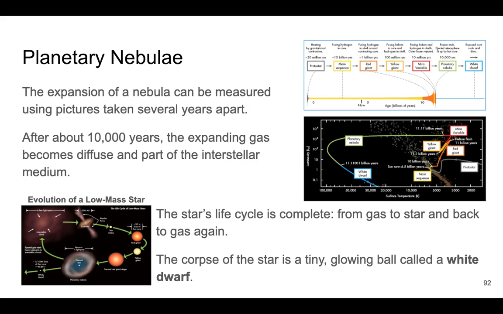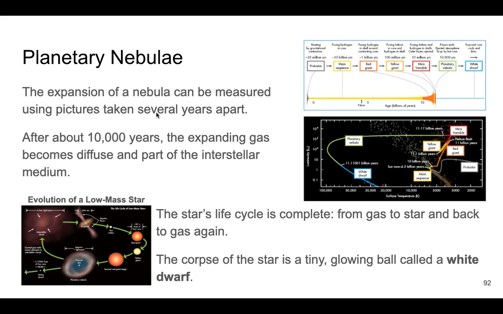So, yeah, the gas is drifting away. It's doing so relatively quickly, but you're not going to see it if you're watching it in real time. But if you take pictures of this nebula years apart, you can see it expanding. So, yeah, it happens noticeably visually over periods of years.